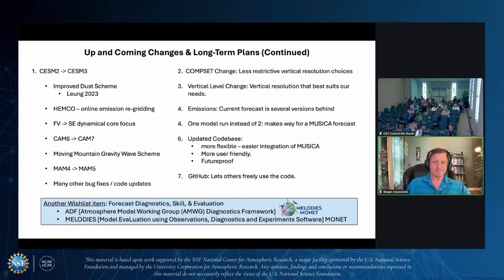Another wish list item will be to add some diagnostics, evaluation, and skill. We have several options for that, such as the Atmospheric Model Working Group Diagnostics Framework, or the ADF, and then Melody's MONET, which Louisa talked about a little bit ago.